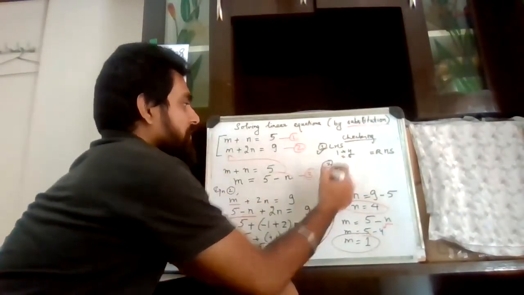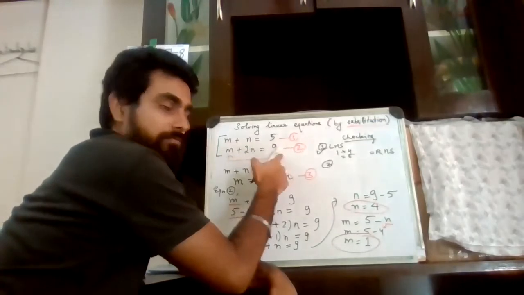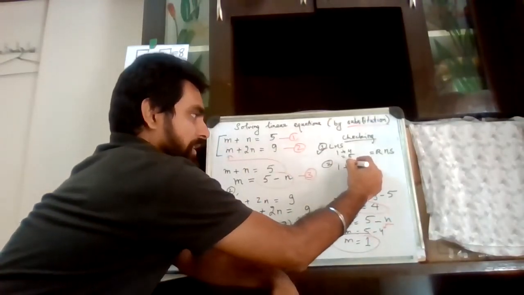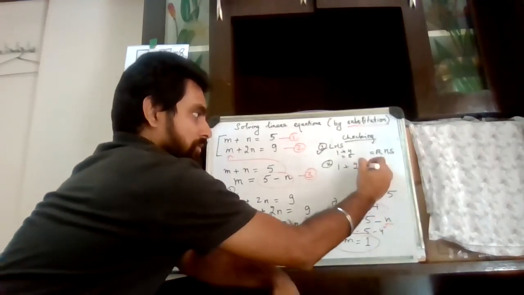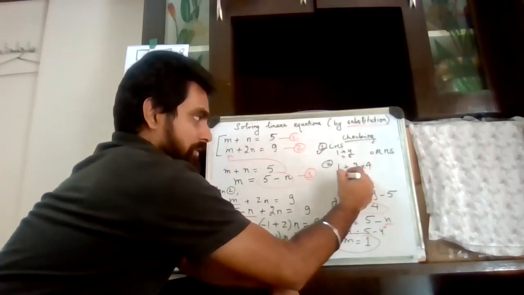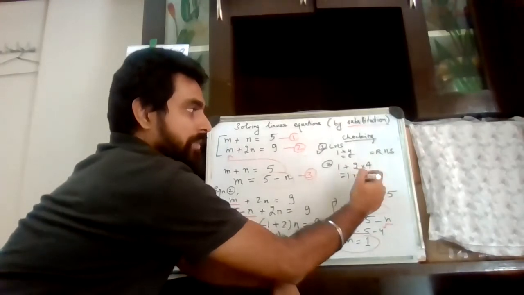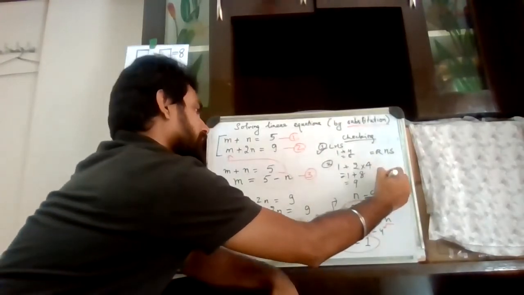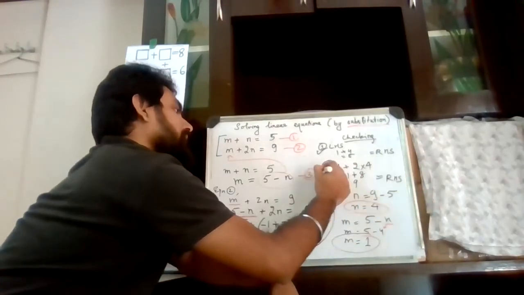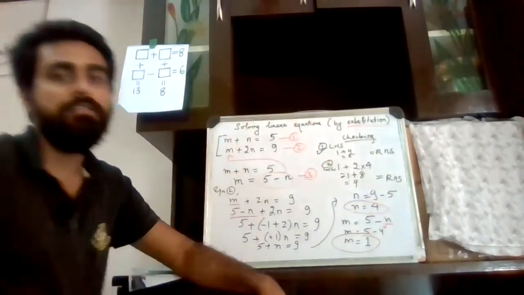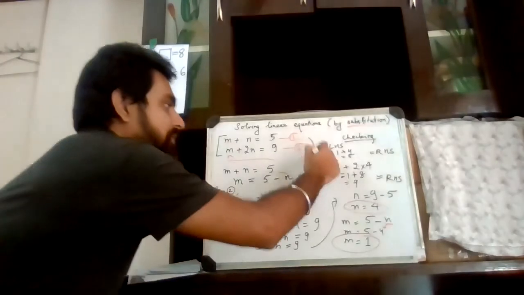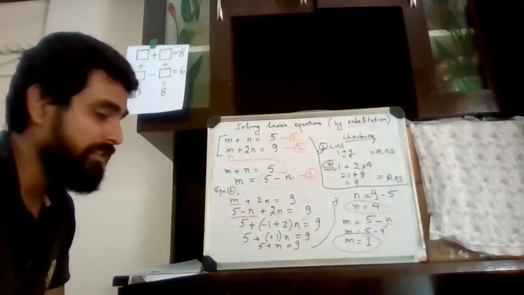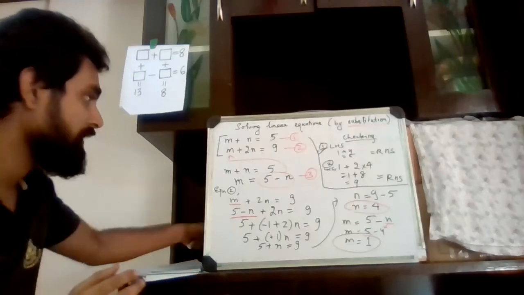Second equation, let's check this one. So m is 1 plus 2n. 2n is 2 into 4. That is equal to 1 plus 2 times 4. So I multiply first, I get 8. That is equal to 9. RHS is also 9. So my LHS is equal to RHS. Are we good with that? Okay, so this is my checking. Right? Are we good with that?